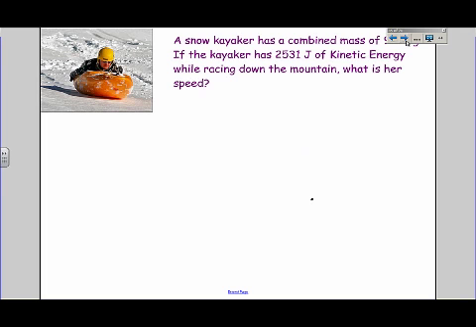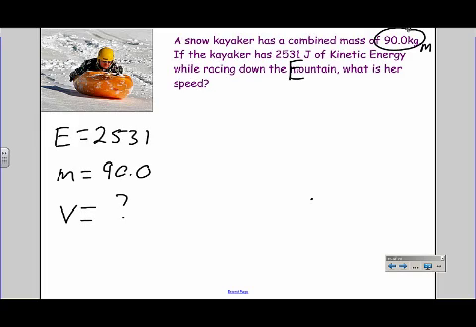So for this one, we've got a snow kayaker. We have a combined mass of 90 kilograms. So we're 90 kilograms right here. That's our mass. That's what we're given. And we have 2,531 joules. That's our energy. So the part we don't have is our speed, or our v. So let's write down what we have. The amount of energy here is 2,531. The mass is 90.0, and we don't know what our velocity is.